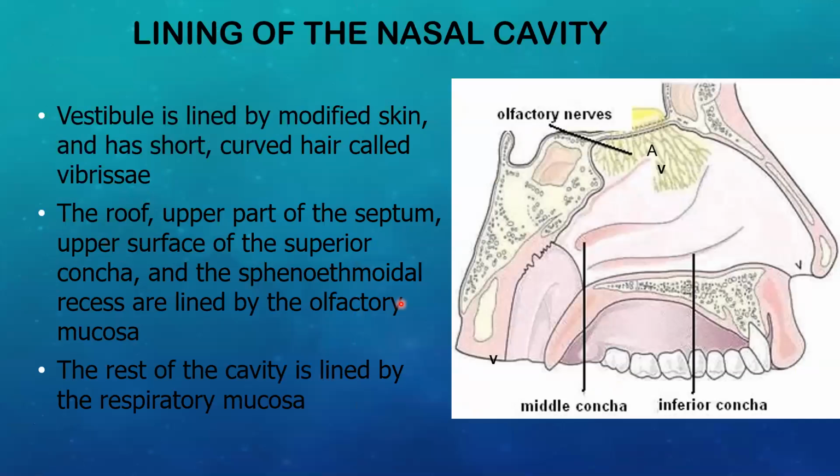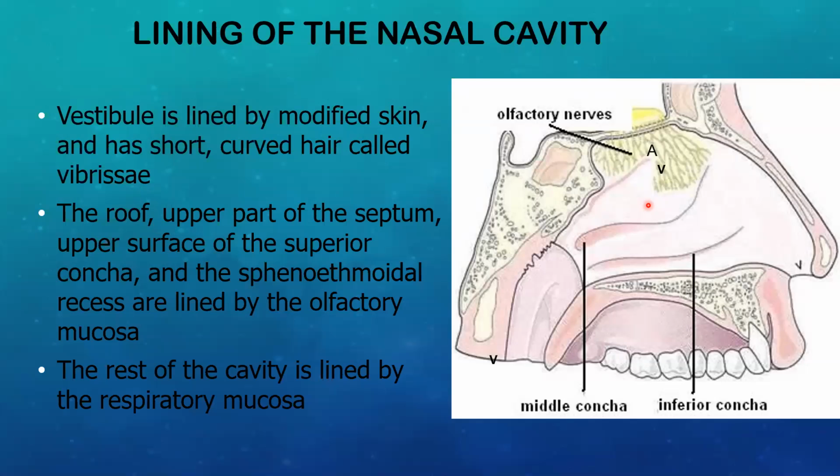Now, we'll be talking about the linings of the nasal cavity. Obviously, the vestibule is the entrance, through which air enters. The anterior nares is the opening, and the anterior part is known as the vestibule. It is covered by short curved hairs known as vibrissae, which function to remove some large dust particles and prevent them from entering the nasal cavity.